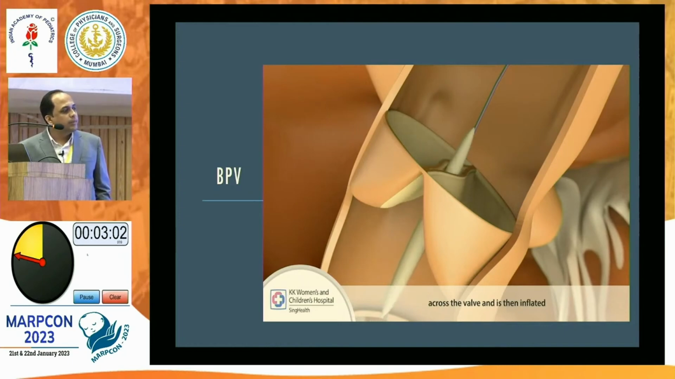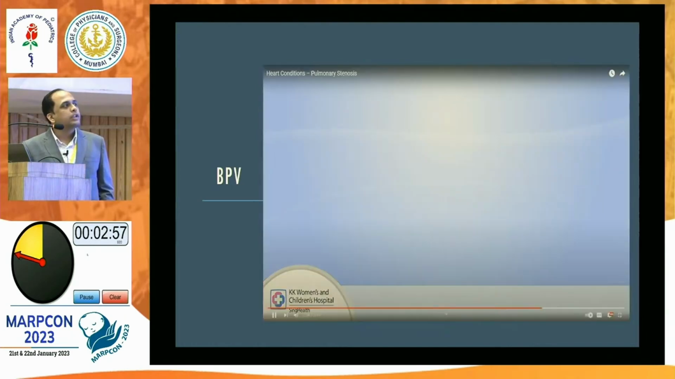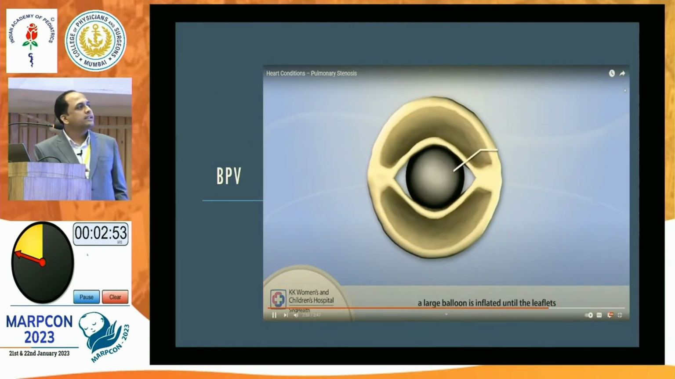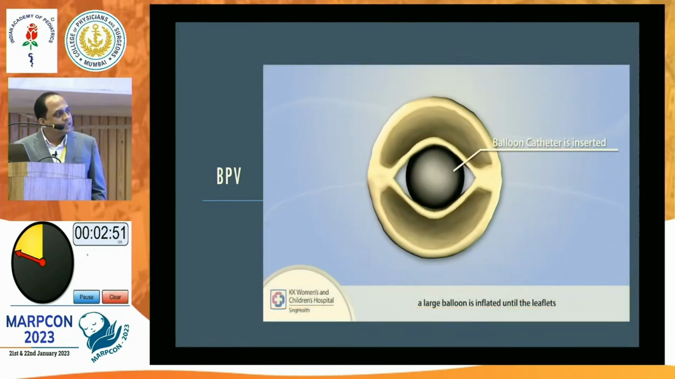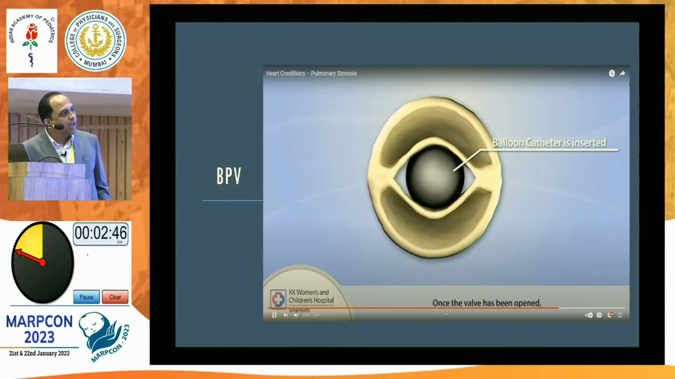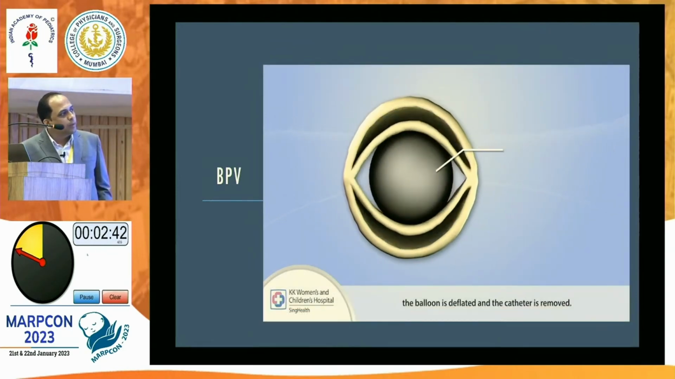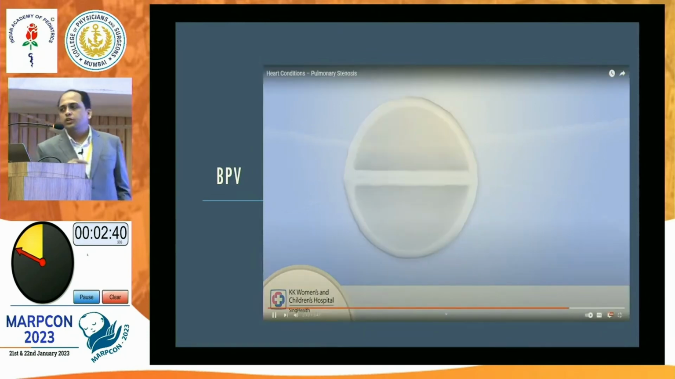So this wire is coming from the right ventricle to the pulmonary artery, and over this is the balloon catheter. This balloon is now deflated. I will show you the NFAS view. If you look at the NFAS view, this is a bicuspid pulmonary valve and this is a balloon catheter. This is the deflated balloon. Now you see the valve area. This valve area is very small. And once you inflate the balloon, now see the valve area. This is quite a big valve area. So this is how we do it.